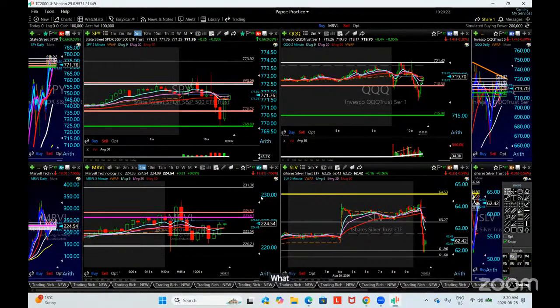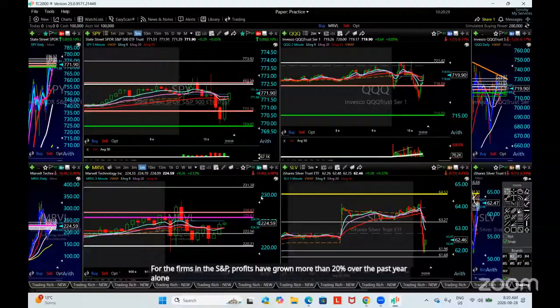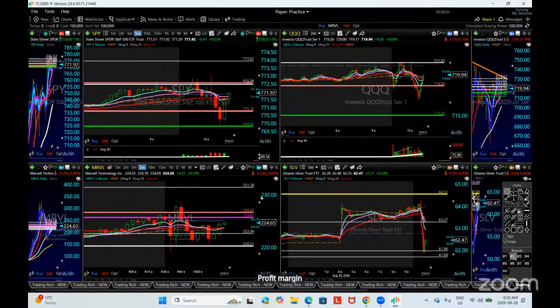What about profits? For the firms in the S&P, profits have grown more than 20% over the past year alone. Profit margins are quite elevated relative to history. Overall equity and market volatility quite low. We're staying keenly focused on market internals, watching performance across sectors.